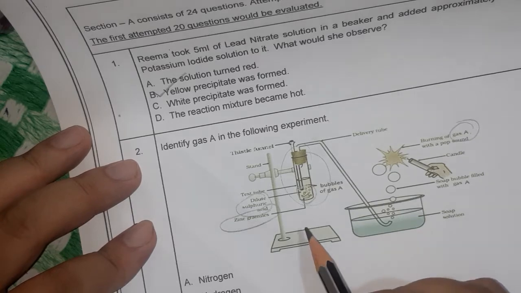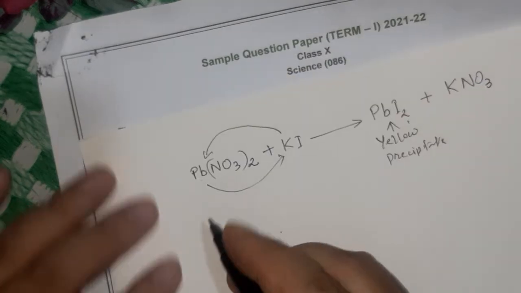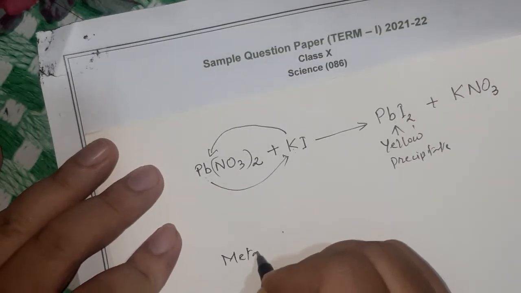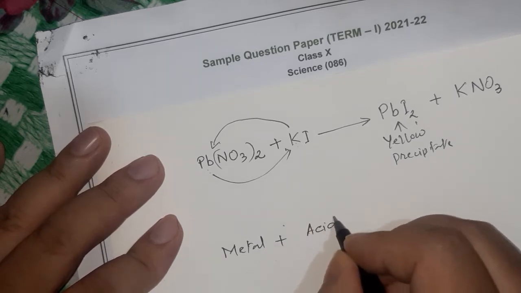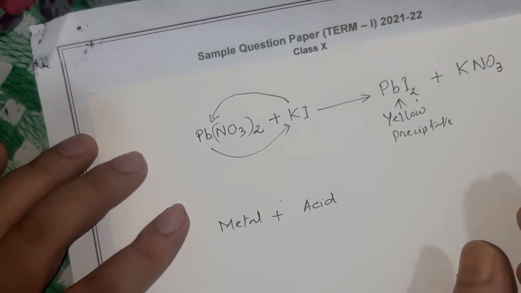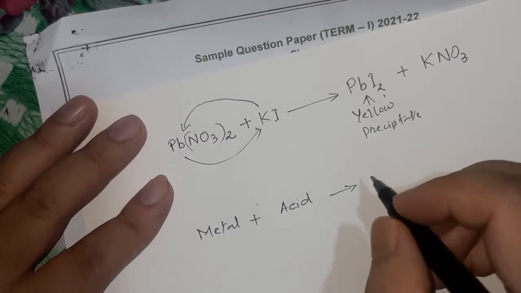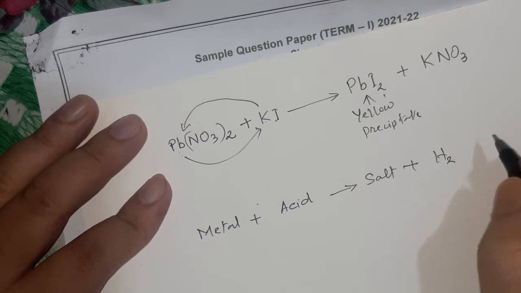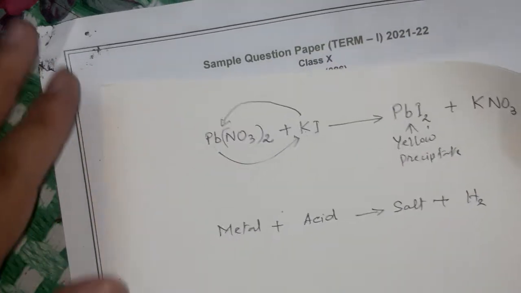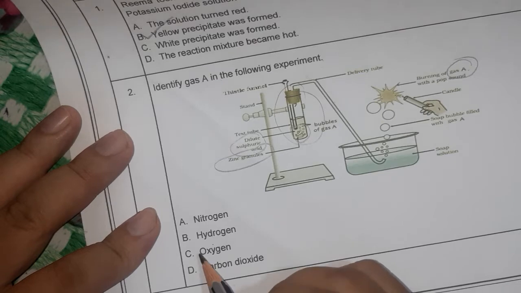Now what we know from here is that metal is given plus acid is given, that is the dilute sulfuric acid. Now we know that whenever metal reacts with acid, it forms salt plus hydrogen gas. Now directly we can select the option, that is the hydrogen gas.